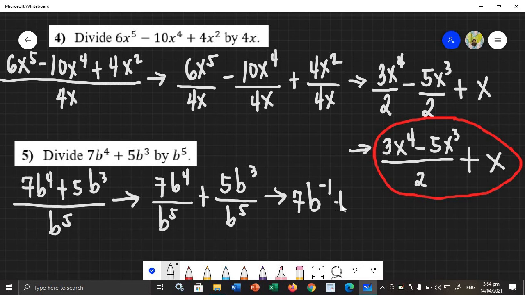Okay? Then, plus, we have 5 divided by 1, that is equal to 5. And then, b to the third divided by b to the fifth, it will give us 3 minus 5 is negative 2. So, kung napapansin ninyo, the exponent here of b are both negative. So, according sa negative exponents, sa laws of exponent, kapag ang isang constant or variable ay may negative na exponent, you need to get its reciprocal.